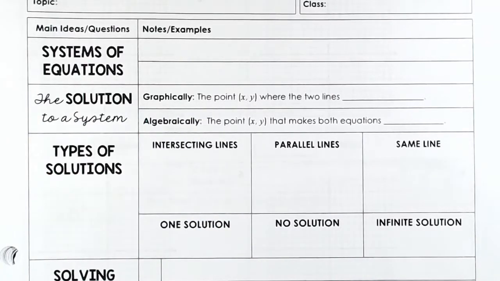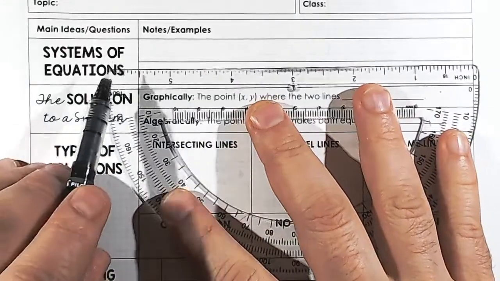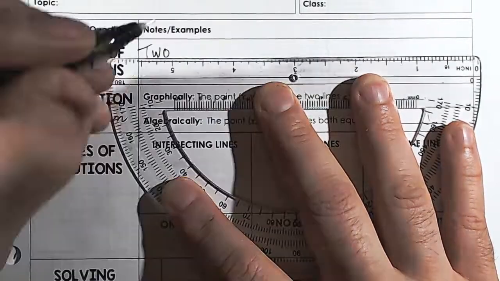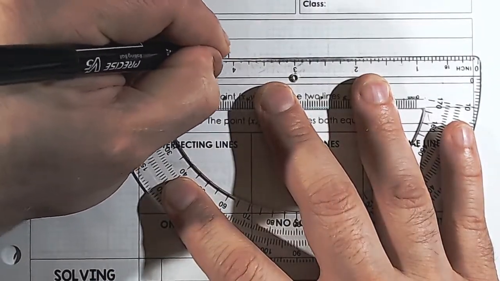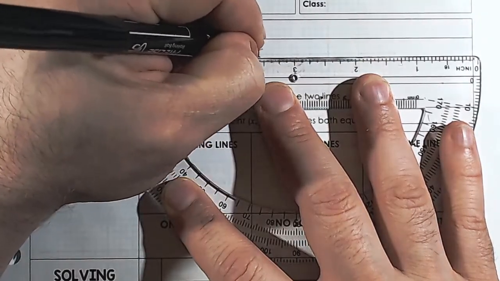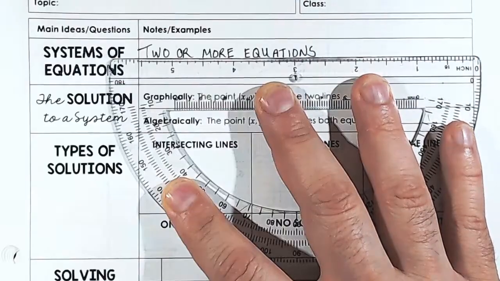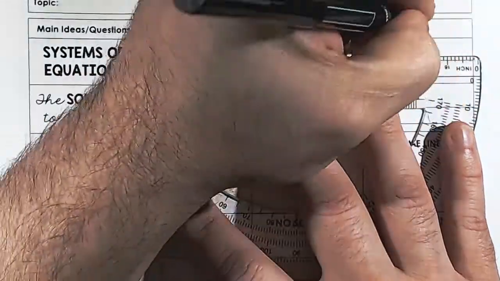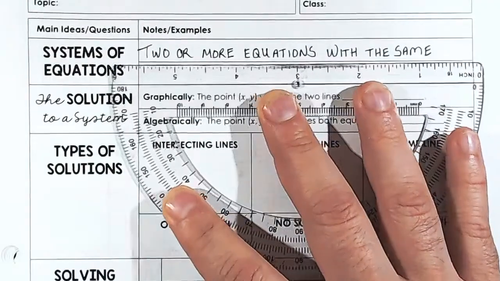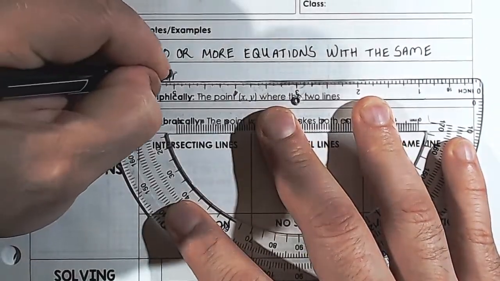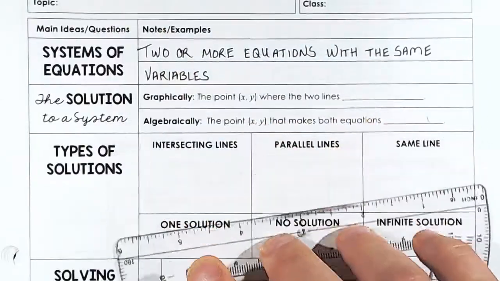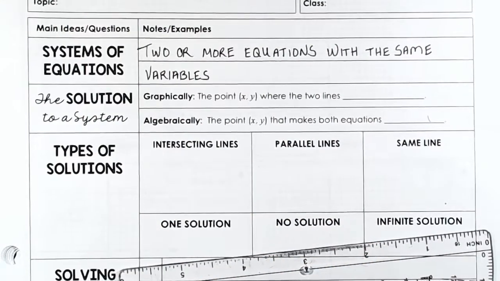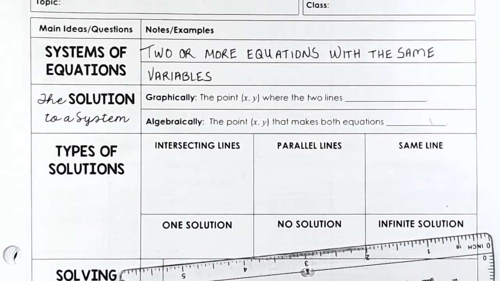Systems of equations. We kind of need a working definition for what these things are. And so what we're going to write is that a system of equations is one where we have two or more equations with the same variables. Now in Algebra 1, we're typically only going to see systems of two equations, but there could be more.